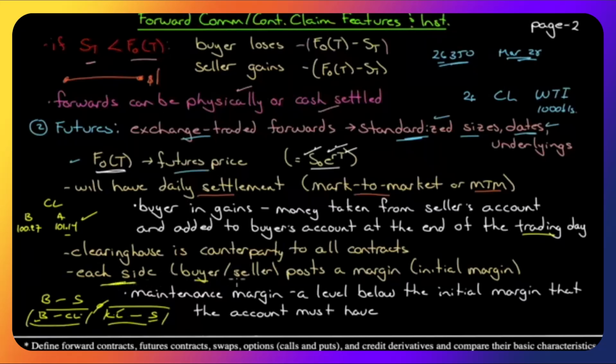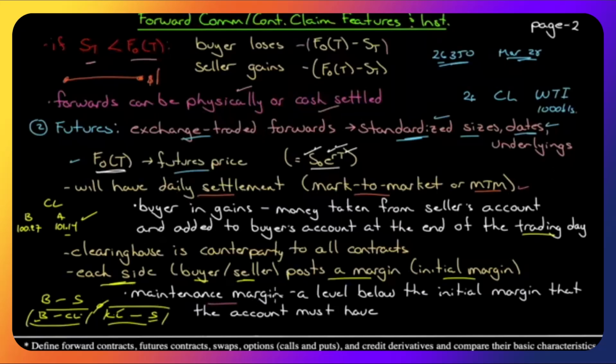And this is done through margin. Each side, the buyer and the seller, posts a margin. This is called the initial margin. It's sort of like a contract performance bond. So you're going to post margin saying, I will perform my side on the mark to market, because here's some money that you can take from.